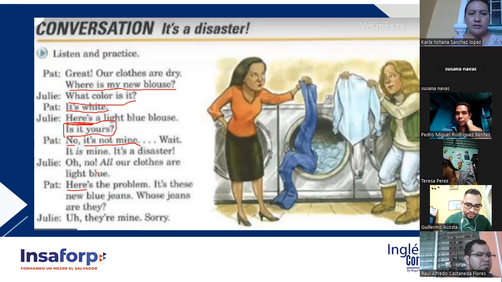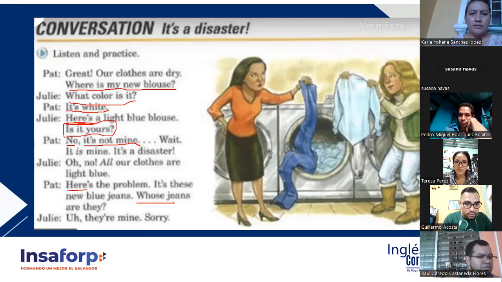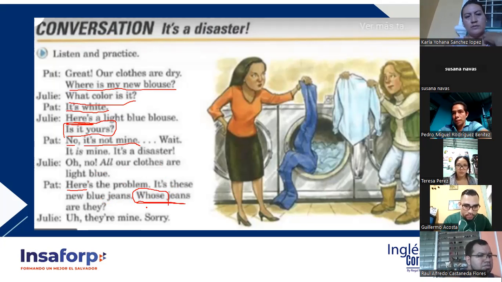Here is the problem. It's these new blue jeans. Son estos pantalones azules nuevos. Pregunta, whose jeans are these? Está esta palabra, miren, whose. ¿Qué significa esta? Whose. ¿De quién son? Whose se usa para preguntar de quién son.